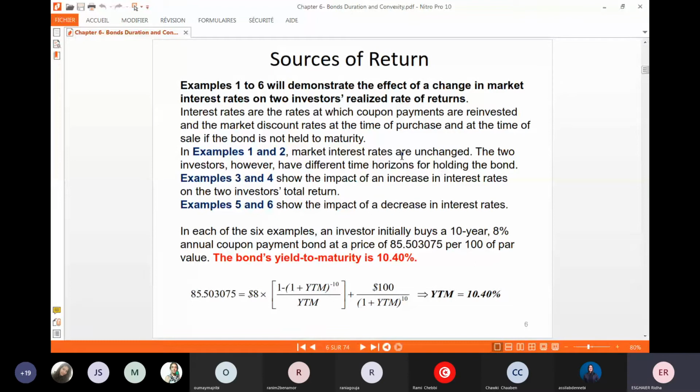In the first and the second examples, we will assume that the interest rates remain unchanged. Our RD, which we also called yield to maturity, stays the same. In examples 3 and 4, we will examine the impact of an increase in the market interest rates on the return of the 2 investors. In examples 5 and 6, we will see the impact of a decrease in the market interest rates on the return of these 2 investors.